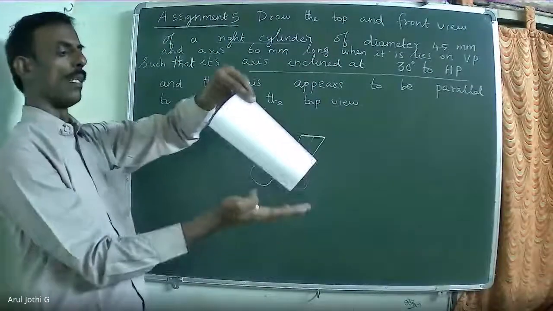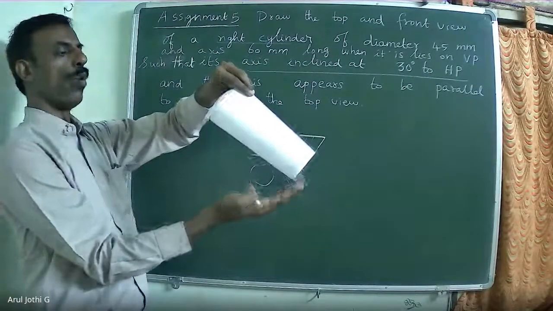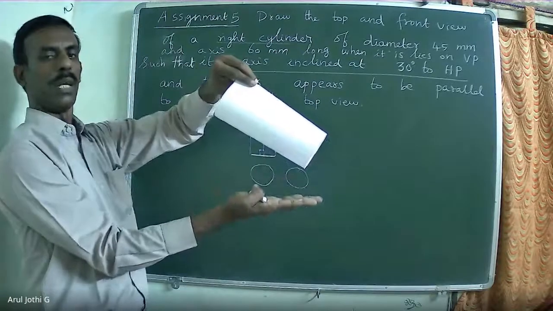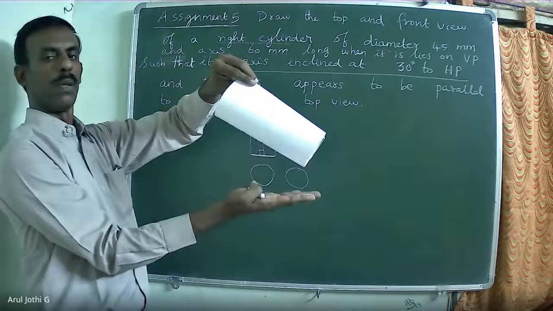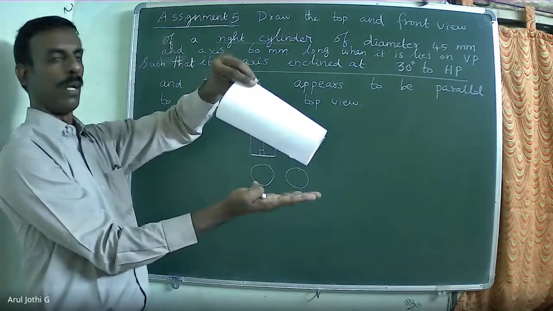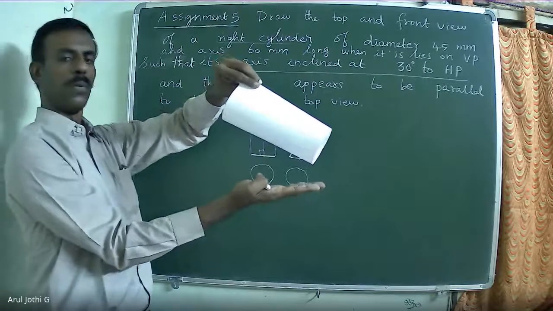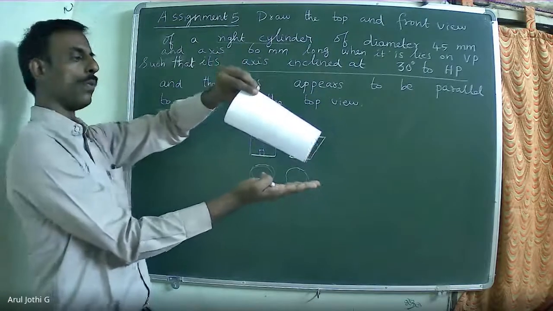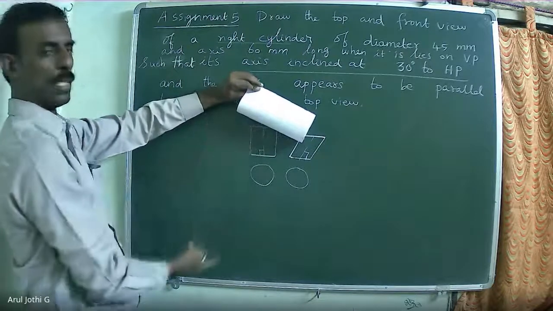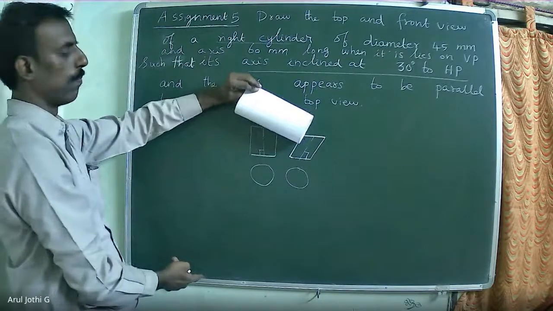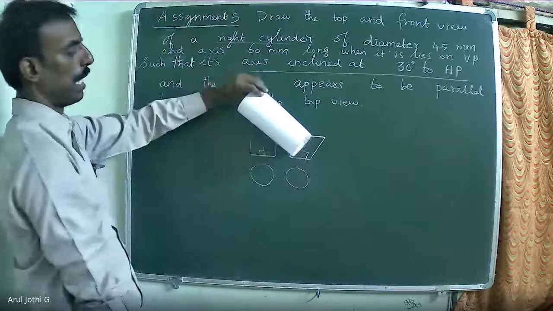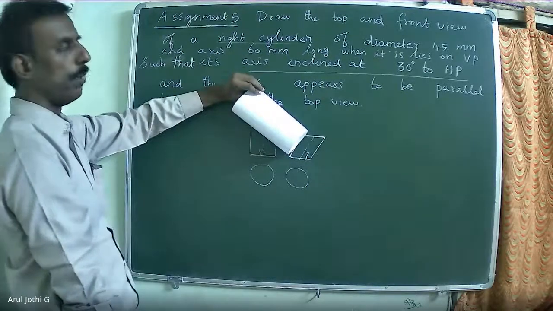The axis inclined to HP, no part of the object lies on HP. That means XY line should be below the object. No part of the object is resting on HP. Now, when I draw the top view, the top view should touch the VP. So that, now what is the orientation here? What is the position of the object here? Axis inclined to HP. The entire generator lies on VP.